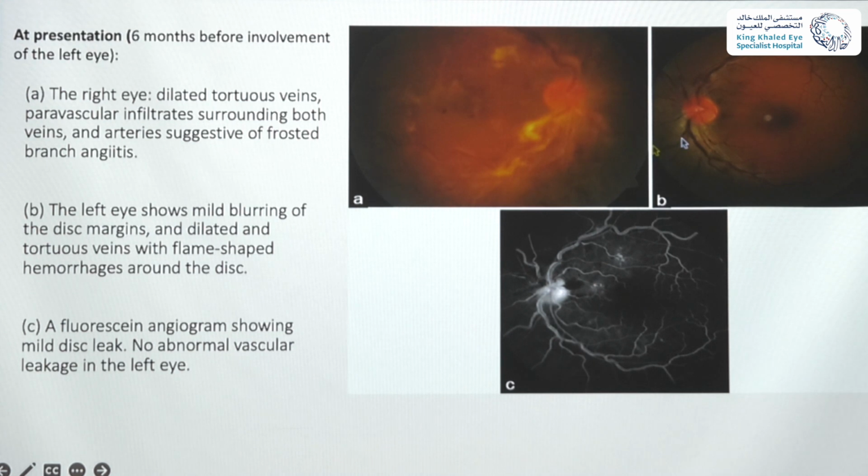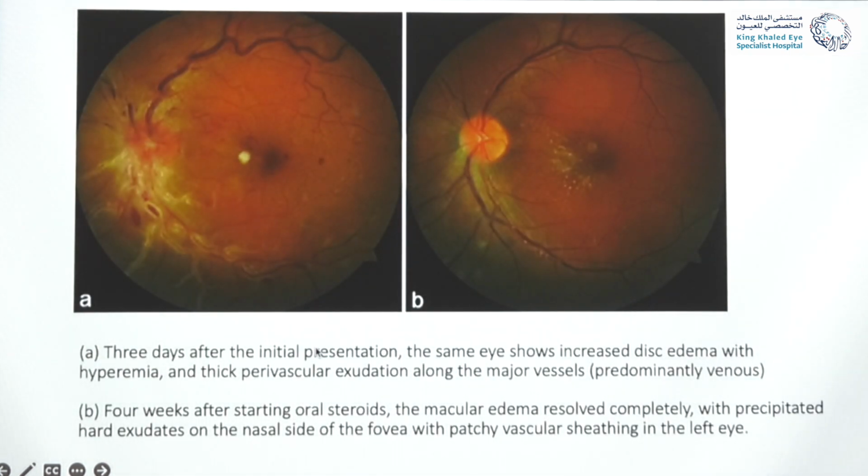At the presentation, the patient had tortuous veins in the right eye with a hyperemic optic disc and perivascular sheathing. For the left eye, you can see only a hyperemic optic disc with slightly tortuous blood vessels and a flame-shaped hemorrhage. In FFA, we don't see any leakage in the left eye except for optic disc leakage. 3 days after initial presentation, in the same eye, you will see an increase of optic disc edema with hyperemia and thickened perivascular sheathing along the major blood vessels. And this is 4 weeks after treatment.